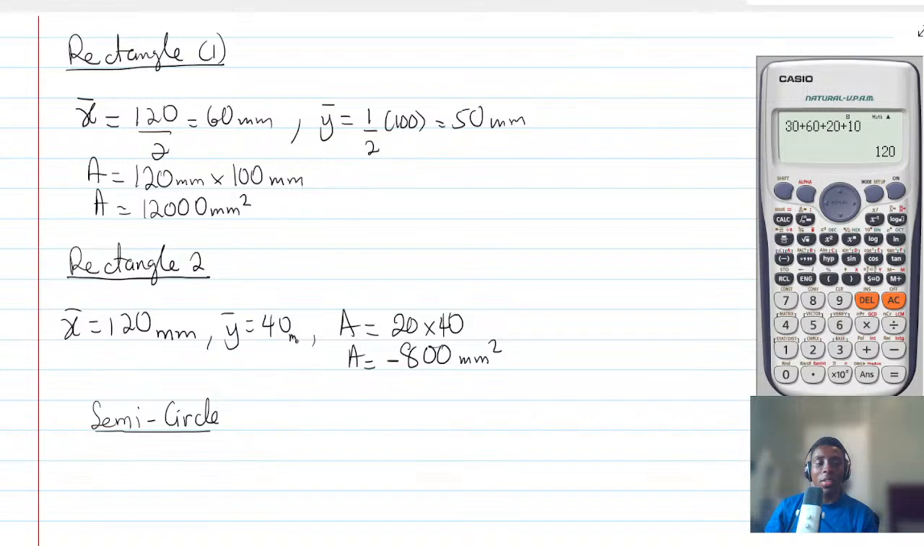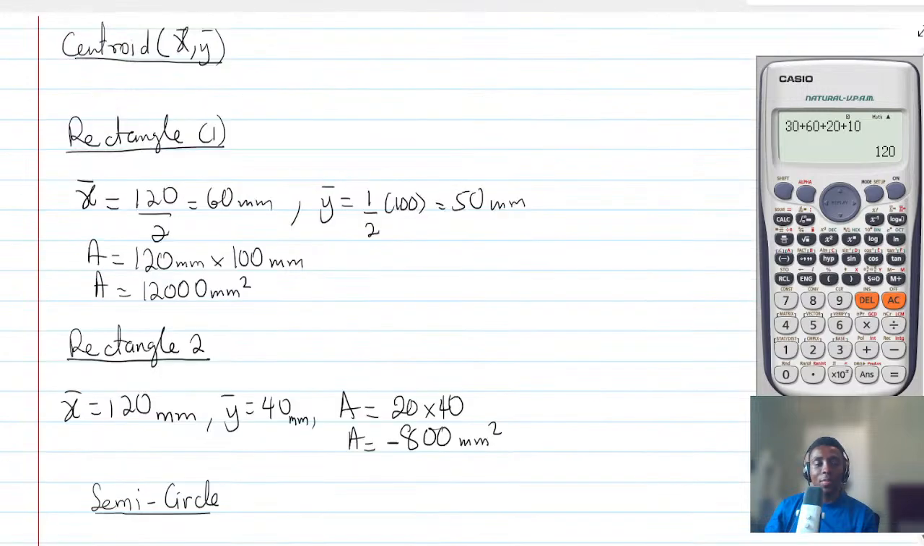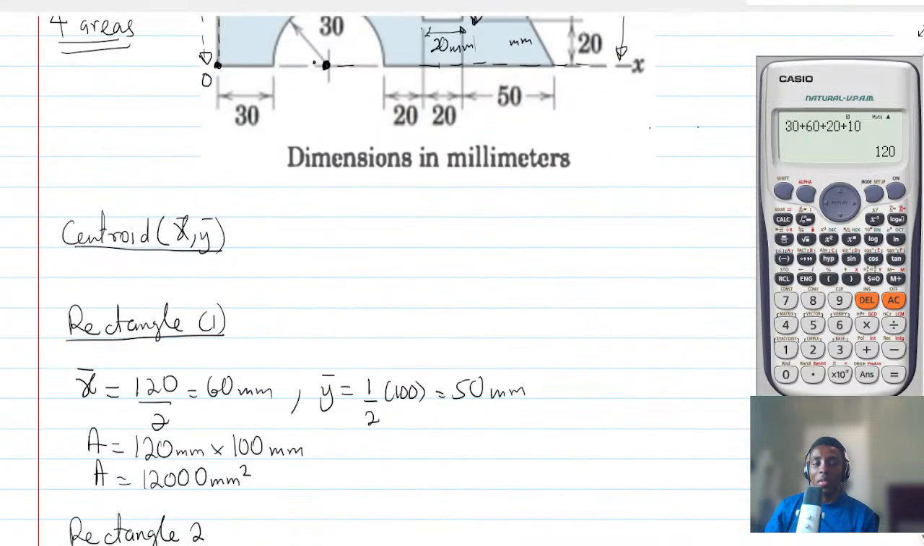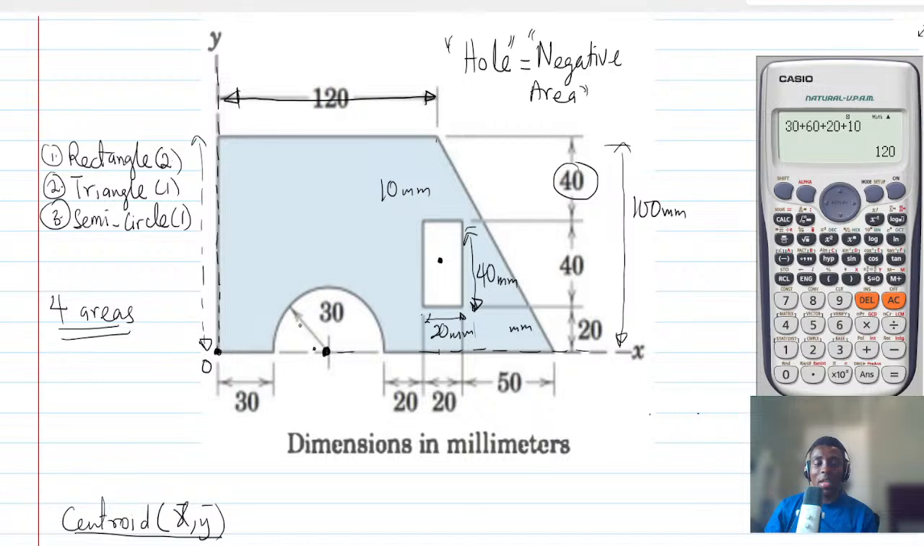Okay, 40 millimeters. Thank you. All right. So with a semicircle, the distance from here to the x, who can tell us this distance? The distance from here to here is 30. And then the radius, don't forget that the distance from here to here is the radius, which is also 30.